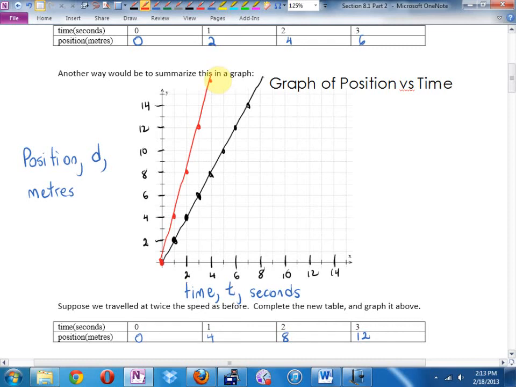They did this in socials, they're doing climate. They've done graphs before, but I always teach it from scratch, assuming they've forgotten it all, because teenagers.